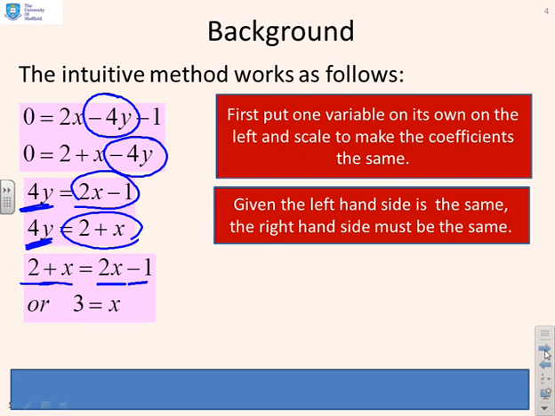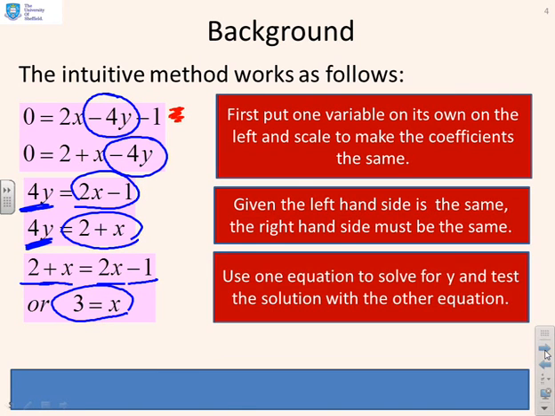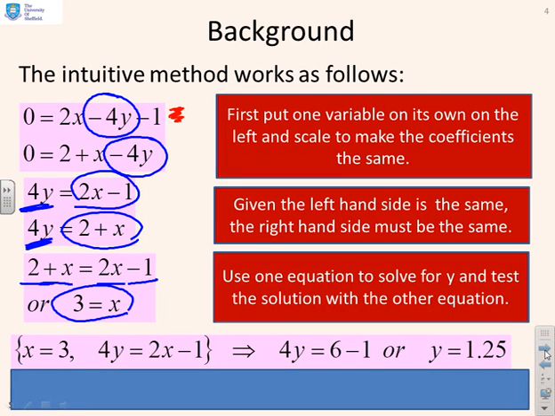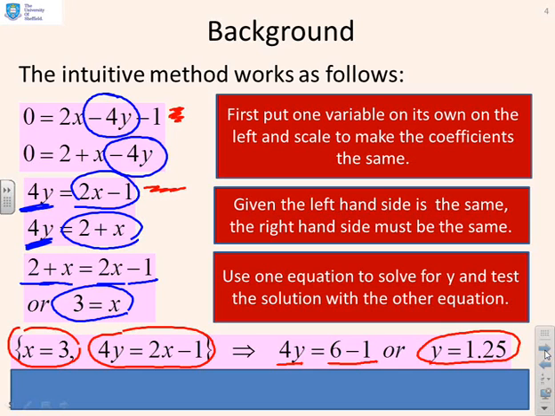2 plus x equals 2x minus 1, and it should be straightforward to show that that gives you 3 equals x. Now once you've solved for x, you can put this value back into one of these equations to solve for y. So that's what we're going to do. We've said x equals 3, and we've taken the top equation, 4y equals 2x minus 1, and we plug in the value for x, and we get 4y equals 6 minus 1, or 4y equals 5, or y equals 1.25.